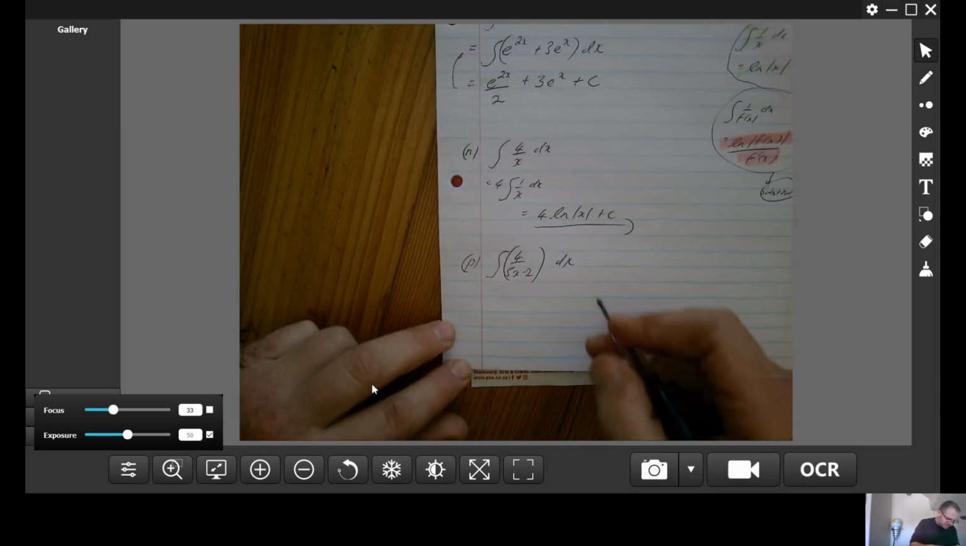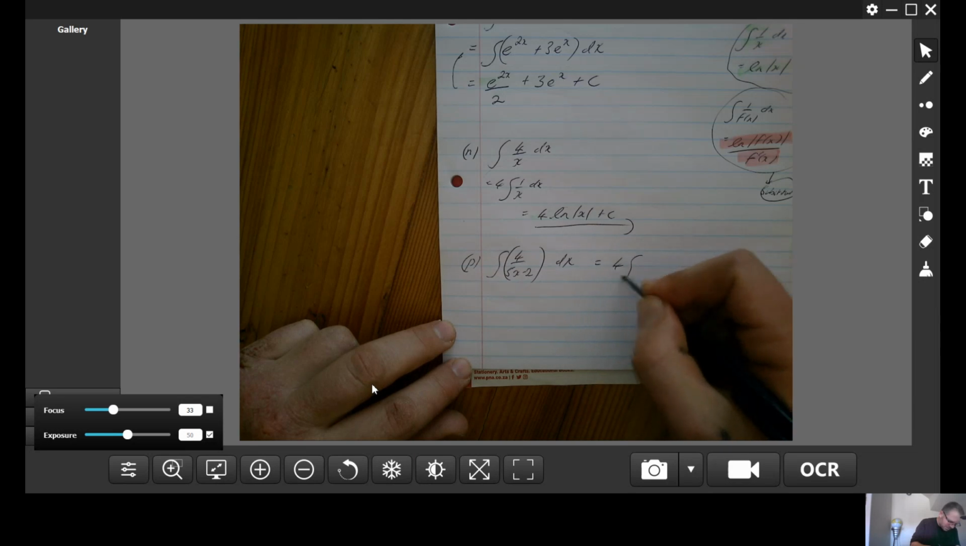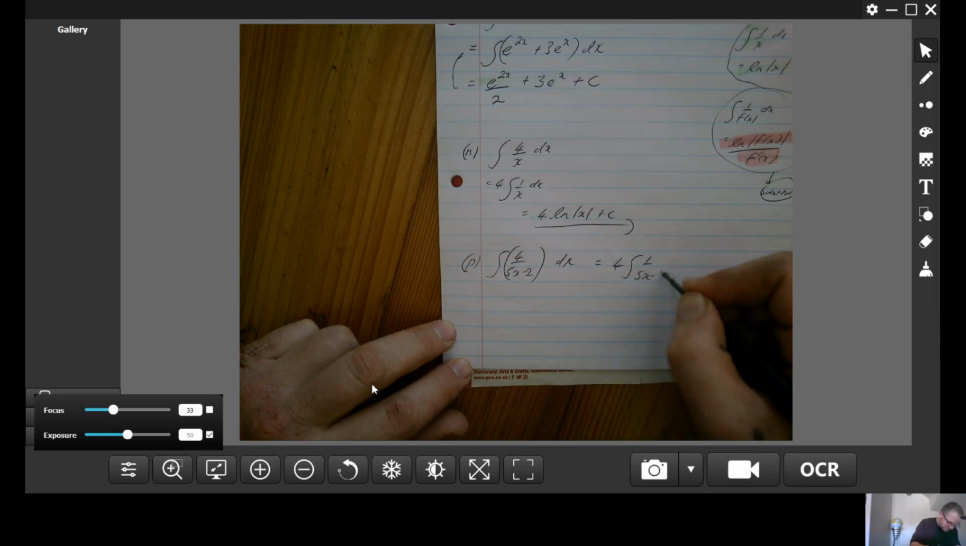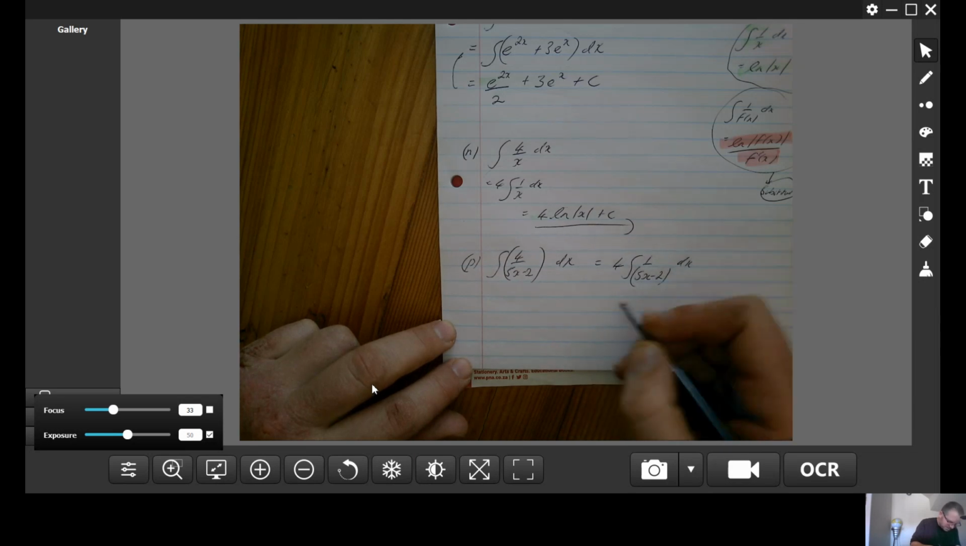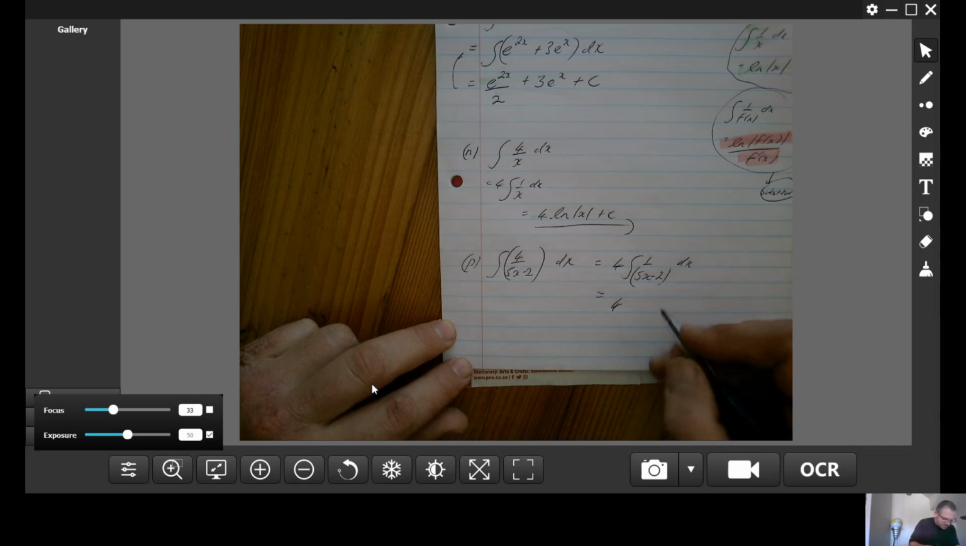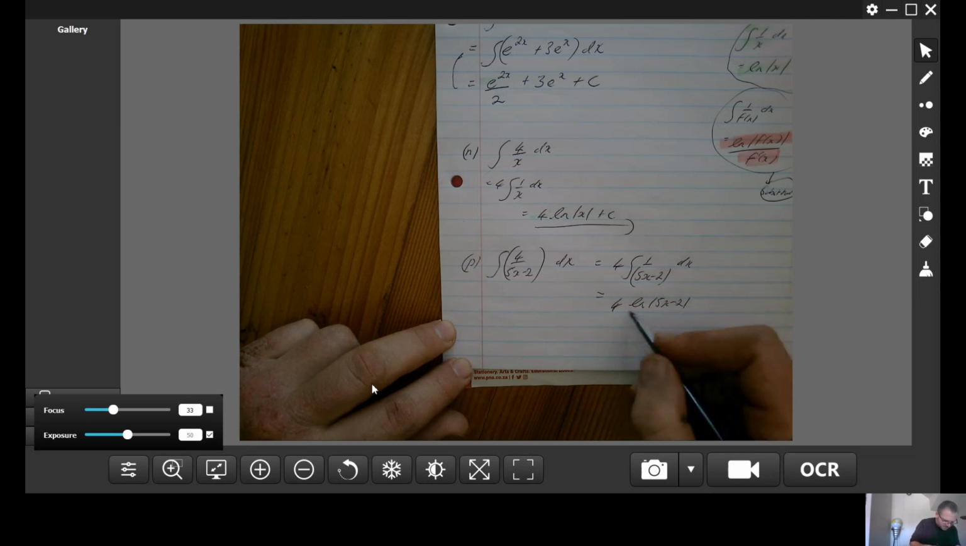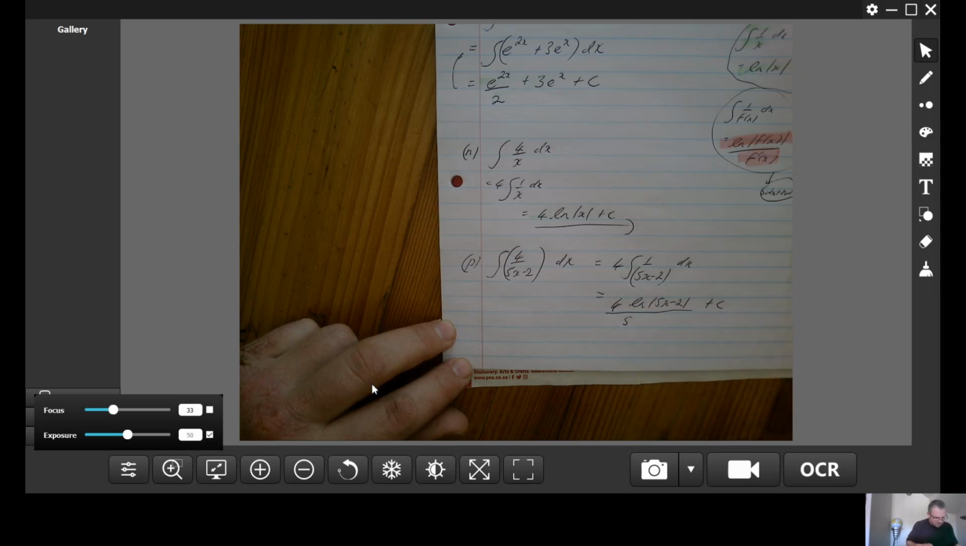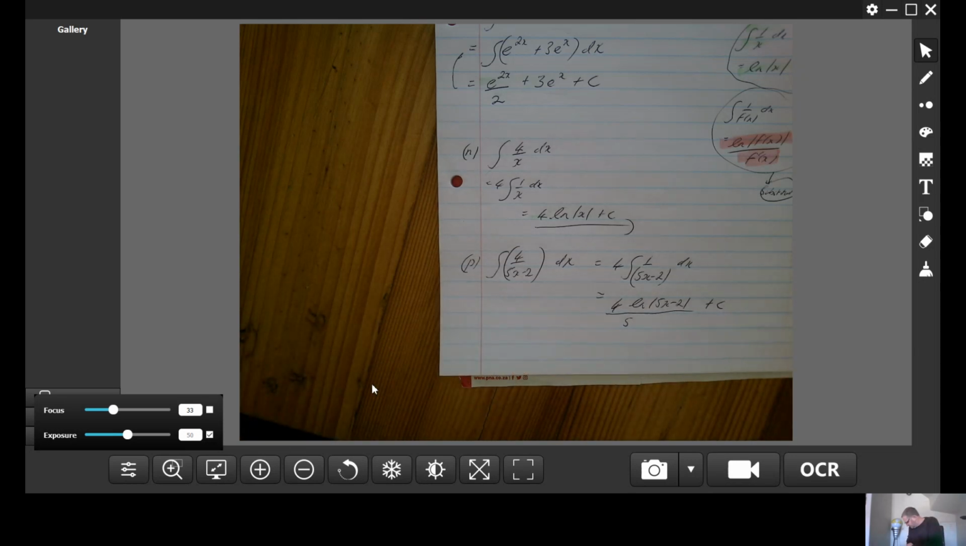The integral of 4 over 5x minus 2 with respect to x. Just take out the constant, so it becomes 4 times the integral of 1 over 5x minus 2 with respect to x. The integral of 1 over something is ln of the absolute value of that thing, but now you've got to compensate for the 5 using the chain rule, so you divide by 5. So there's your answer: 4 over 5 ln of the absolute value of 5x minus 2 plus a constant. Just checking, yes, that's right.